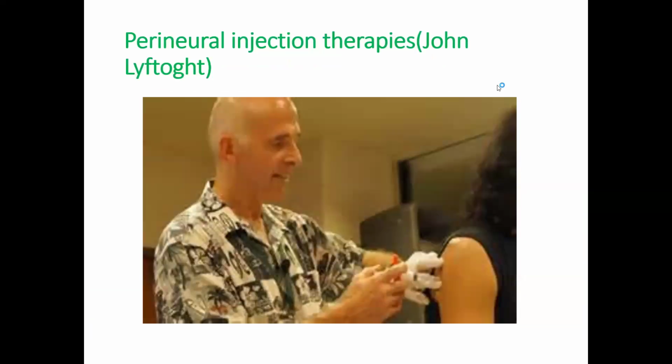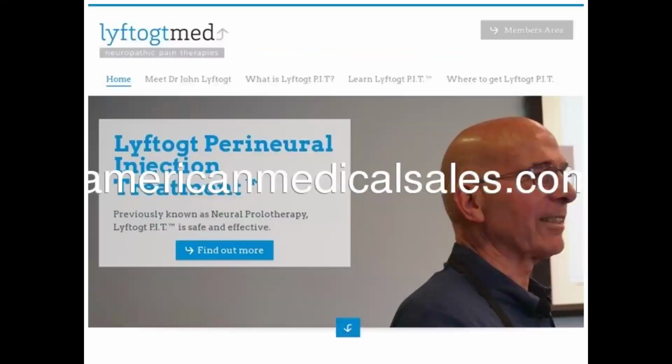Okay. Another technique that you need to learn about is John Lyftogt. This is how you pronounce his name, Lyftogt. And this guy is from New Zealand. He basically injected with dextrose. So he said, well, we don't need to use local anesthetic. We can just use dextrose 5%. All right. So initially it was called neural prolotherapy, and then later on he changed the terminology to perineural injection therapy.